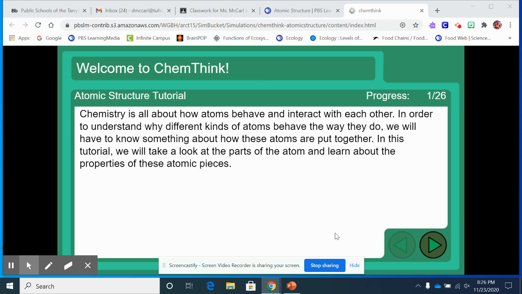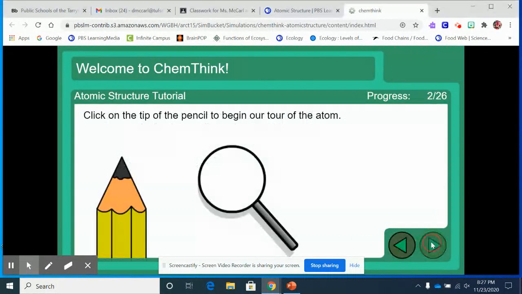Chemistry is all about how atoms behave and interact with each other. In order to understand why different kinds of atoms behave the way they do, we will have to know something about how these atoms are put together. In this tutorial, we will take a look at the parts of the atom and learn about the properties of these atomic pieces. Click on the tip of the pencil to begin our tour of the atom.